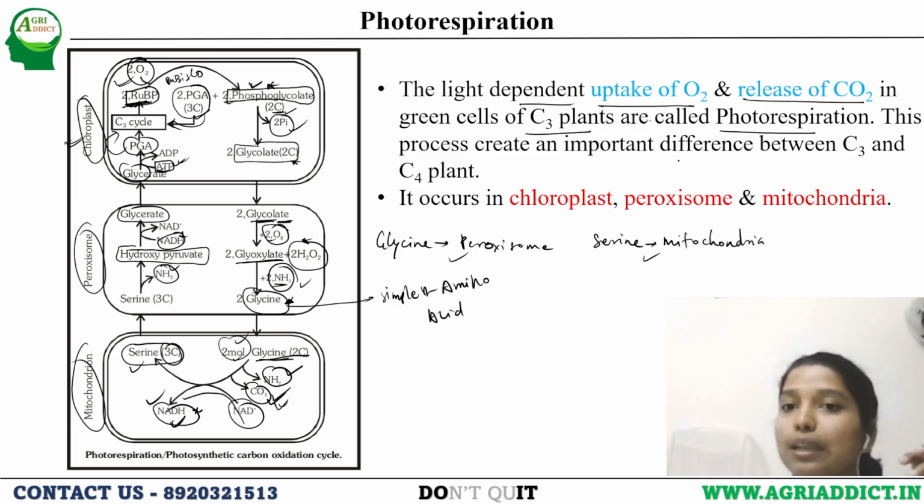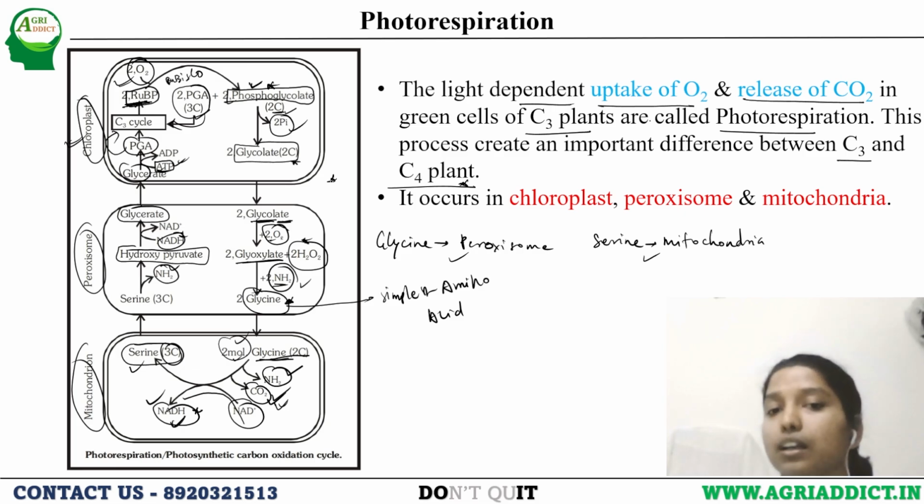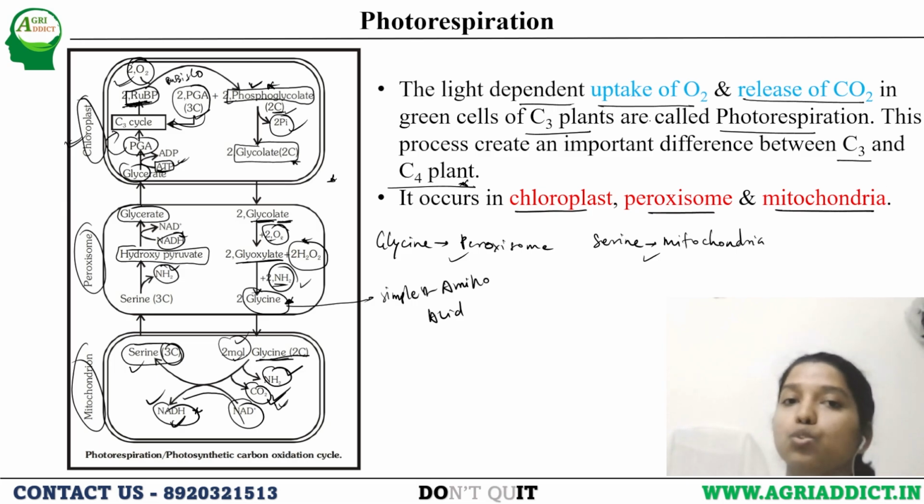This process creates an important difference between C3 and C4 plants. That's why we say that C4 plants have more photosynthetic efficiency, because in C4 plants this photorespiration does not occur. And this photorespiration occurs in chloroplast, peroxisome, and mitochondria. You have to remember which organelles are used in the photorespiration process.